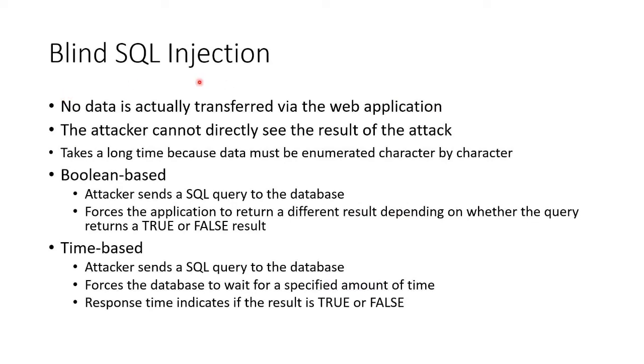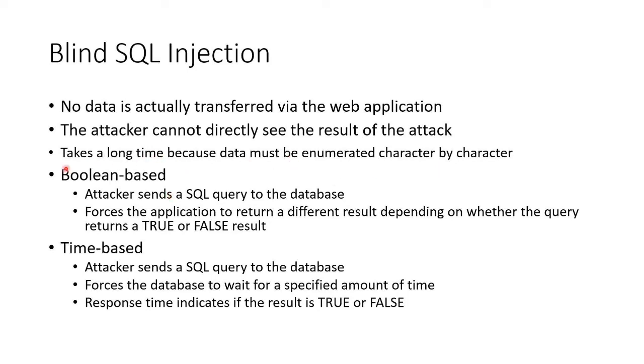Here's blind SQL injection, and there are actually two versions of it. In blind SQL injection, we're not actually trying to transfer any data. We're trying to see how a server behaves. And how it behaves will tell us if the result is true or false. So we can't directly see the result of the attack, but that's okay. We're just going to go slowly, one character at a time. But of course, this will take a long time because we must enumerate the data character by character.